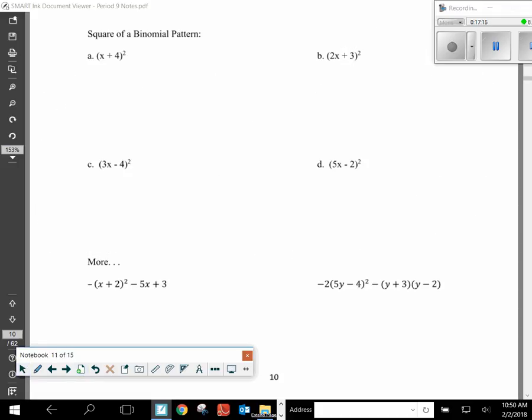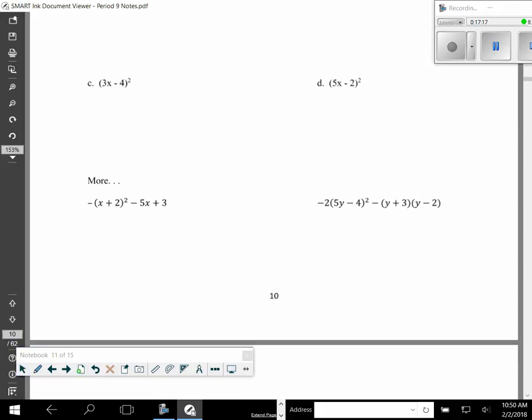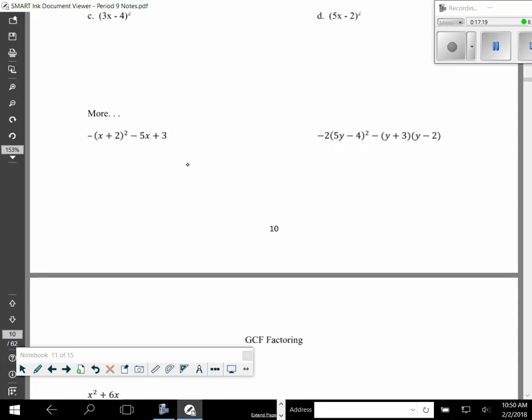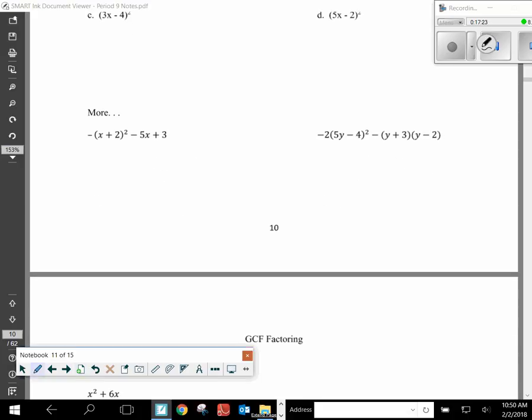All right, so we're going to do just one more. We're going to save the one on the right for Monday, but the one on the left we're going to do right now. This is what you're going to see on the regions. You're not just going to see one multiplication problem or an addition problem. They're going to combine things.